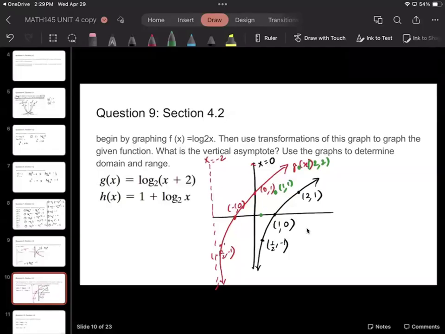And because it is just a vertical transformation, the vertical asymptote won't change. Only the horizontal will change that. So this asymptote still remains at x equals 0. And this green one is the graph of h of x.